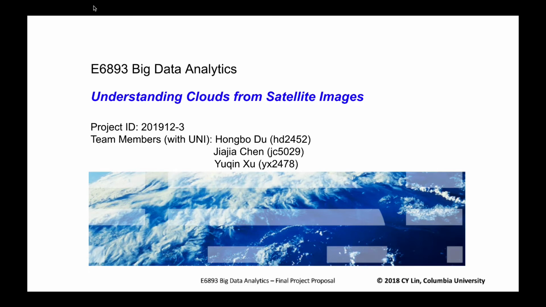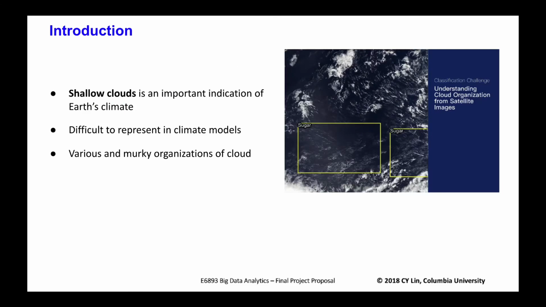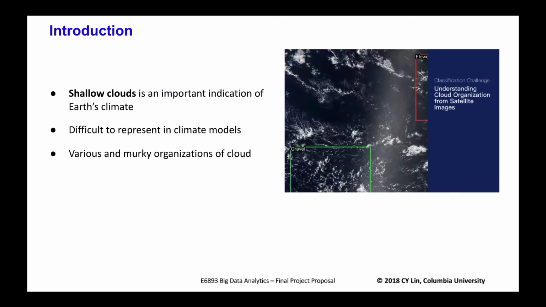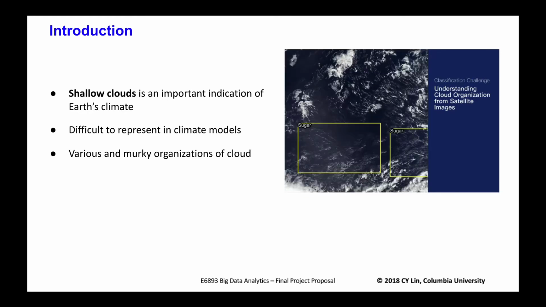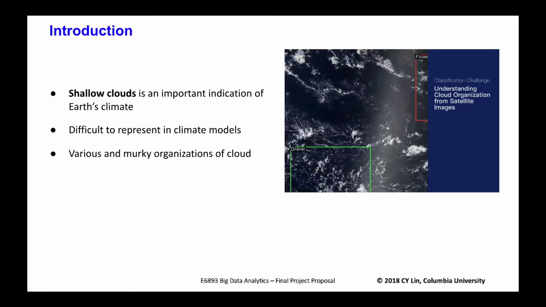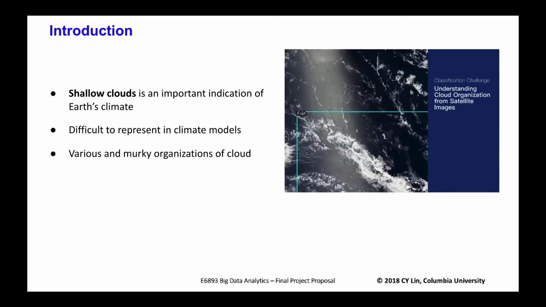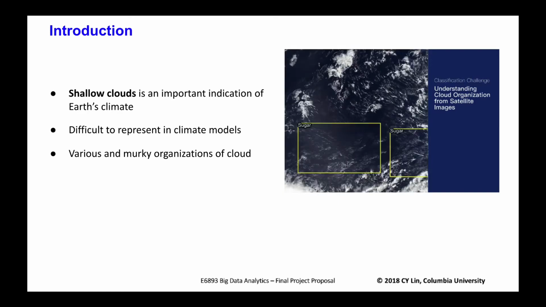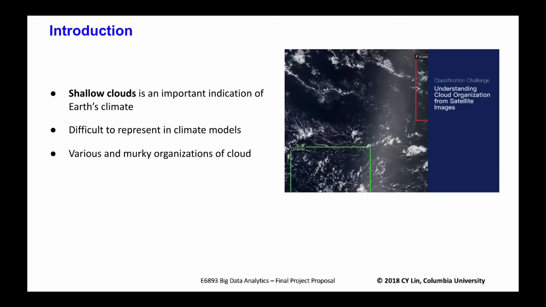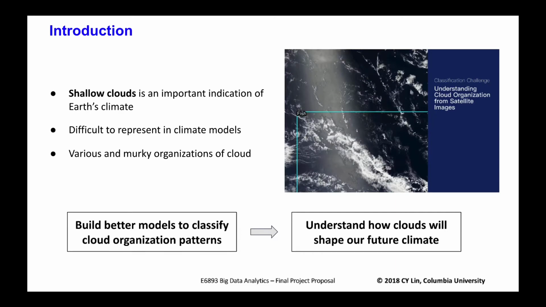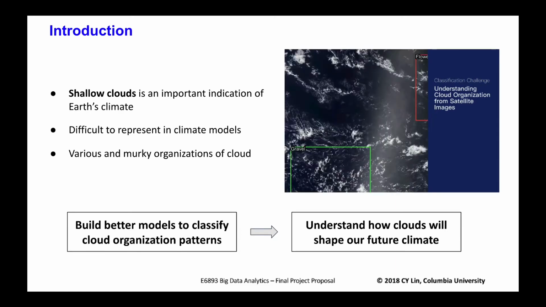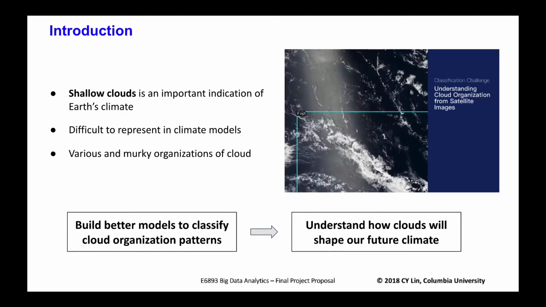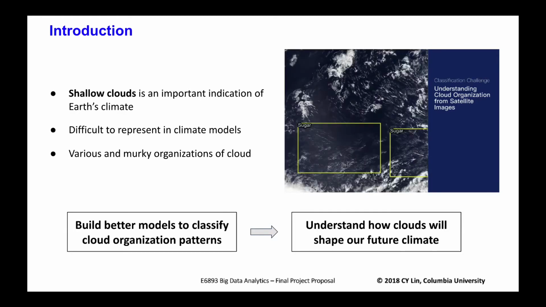Our data project topic is understanding clouds from satellite images. First, I'll introduce some background. Shallow clouds are an important indication of Earth's climate, but they are difficult to represent in climate models because the organizations of cloud are various and murky. So we want to build better models to classify cloud organization patterns to understand how clouds will shape our future climate.